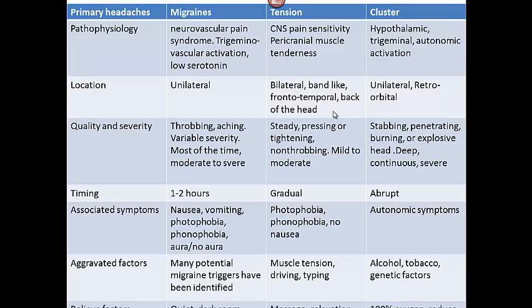So if we go over the symptoms again, location is unilateral. The quality is throbbing, aching. The timing is 1 to 2 hours, even though it could last up to 72 hours. And the main associated symptoms are nausea, vomiting as described, photophobia, phonophobia, and it could be or not associated with aura.